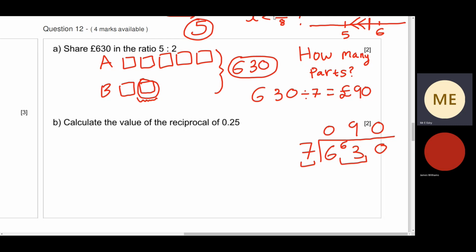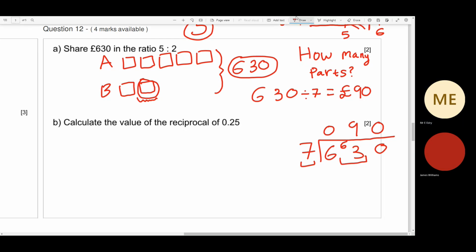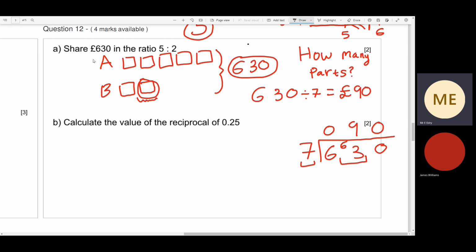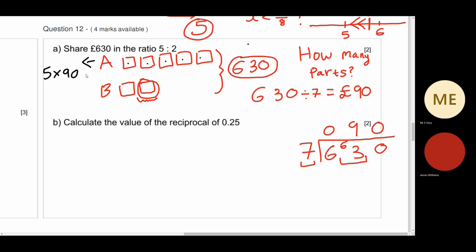So if I want to share into that ratio, I can say that Alice, for example, has 1, 2, 3, 4, 5 parts. So she has 5 times 90. Now to do 5 times 90, I need to do 5 times 9 and then put a 0 on. So I have 450.